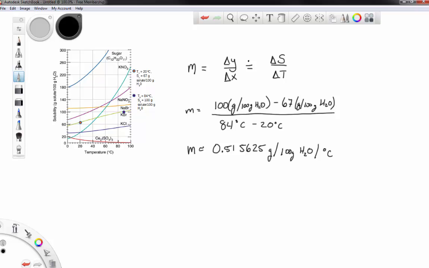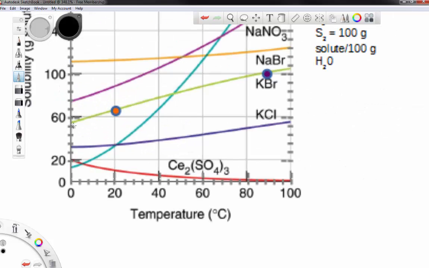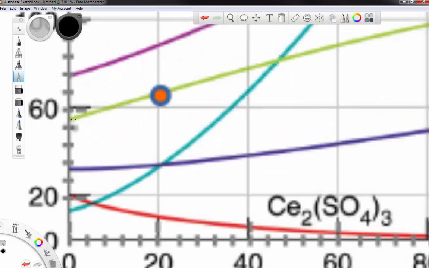So all you have to do at this point then is figure out what the y-intercept is going to be. One way that you can do that is just look on this graph and see where this is intercepting the solubility axis. So to do that, we basically can look and see where this is actually hitting on here.